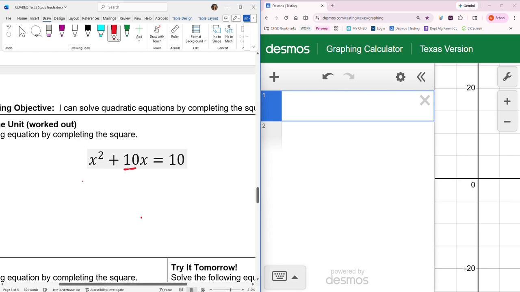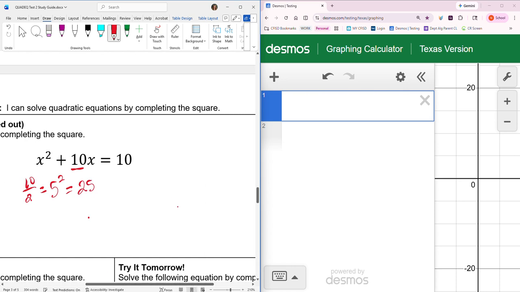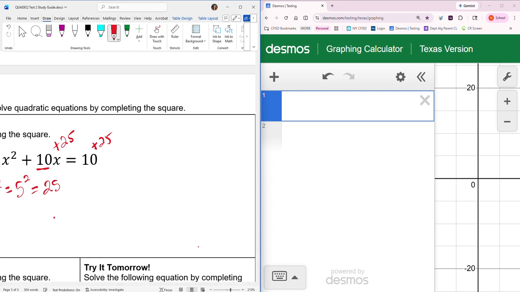So I'm going to look at my b value, which is 10. We're going to take half of that, which is going to give me 5, and then we're going to square that, which is going to give me 25. Okay, we're now going to add 25 to both sides of the equation. We're going to add 25 here, and we're going to add 25 here. Because anytime we're dealing with this, whatever we do to one side of the equation, we must do to the other side of the equation.